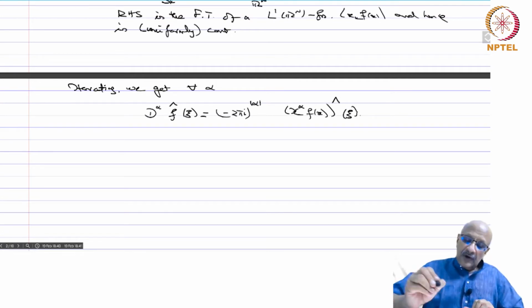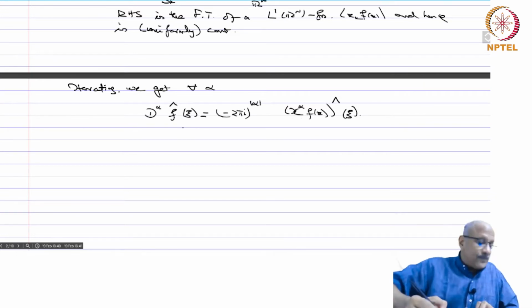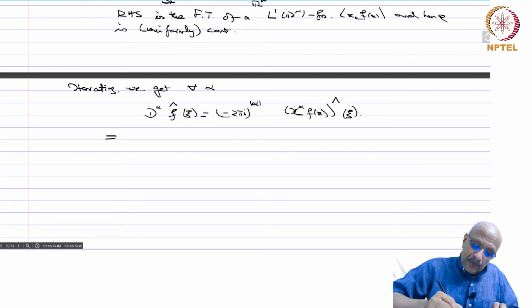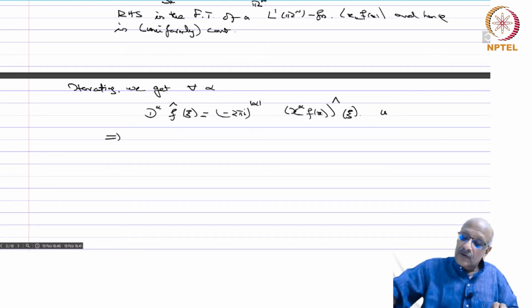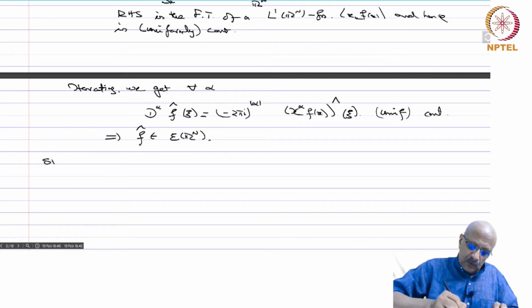So if you want to differentiate the Fourier transform, you first multiply the function by a corresponding monomial and then take the Fourier transform. That is it. Now this implies, and this is uniformly continuous, so this implies that f hat belongs to E of Rn. Step 2.